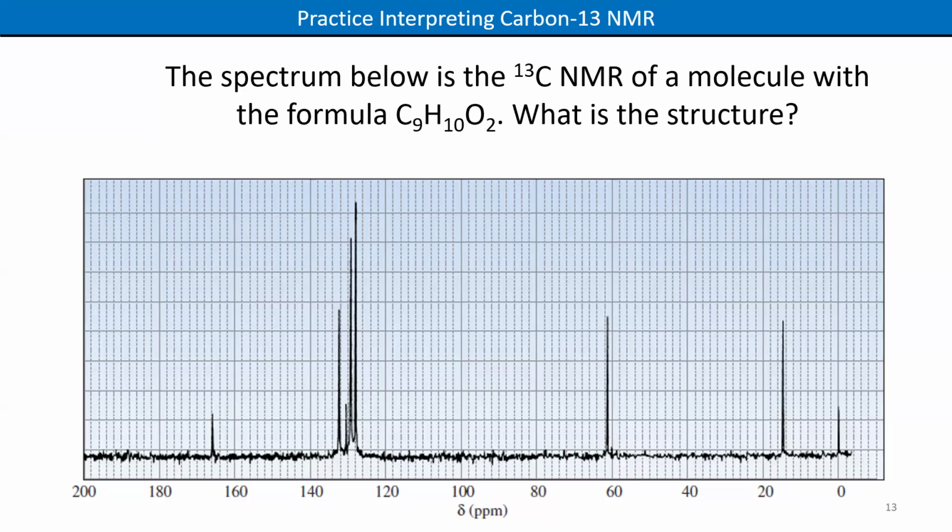Then we've got a double bond to an oxygen. We've got something showing up in the carbonyl region. Only one peak in the carbonyl region, but we have two oxygens. So what does that tell us? It could be a carboxylic acid, or it could be an ester.